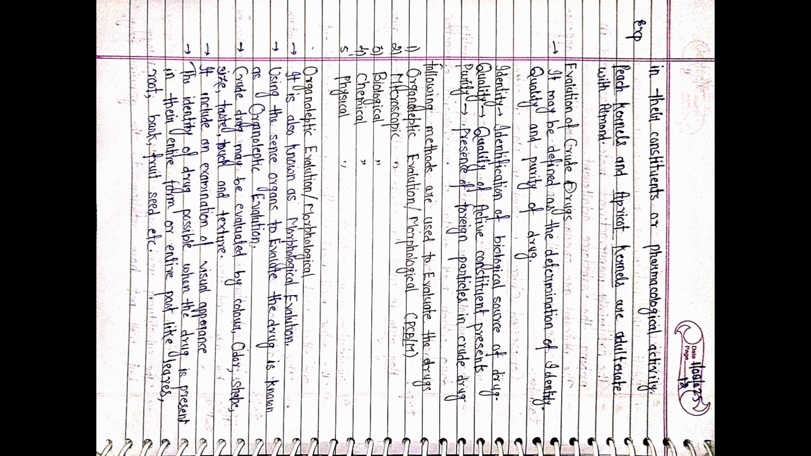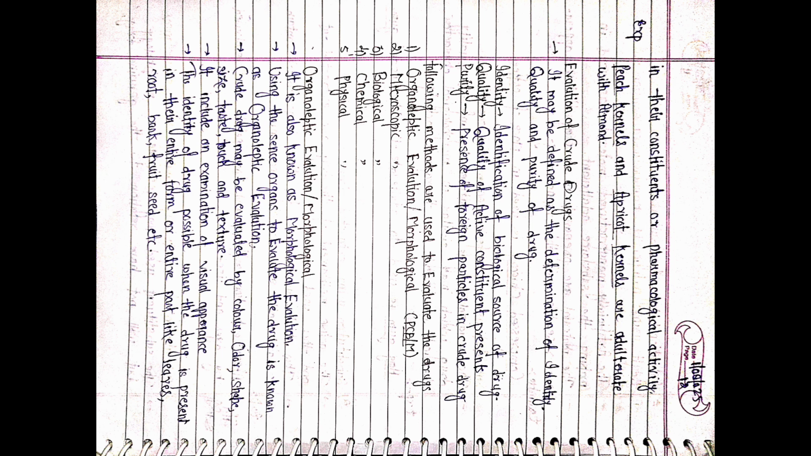Evaluation of crude drugs. It may be defined as the determination of identity, quality, and purity of drug. Identity: identification of biological source of drug. Quality: quality of active constituent present. Purity: presence of foreign particles in crude drug. Following methods are used to evaluate the drugs.